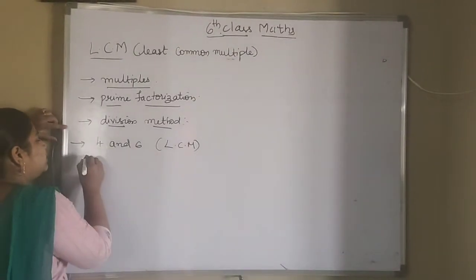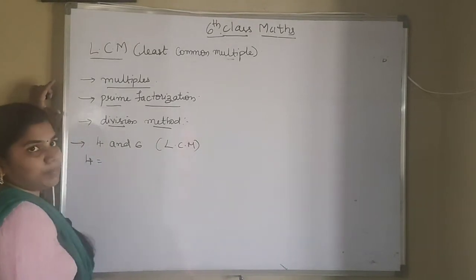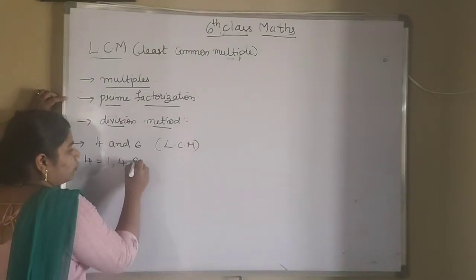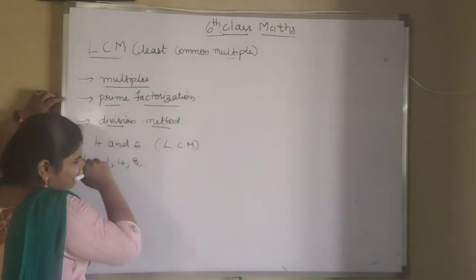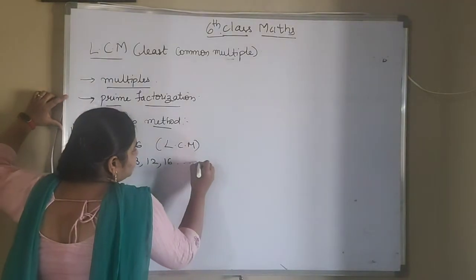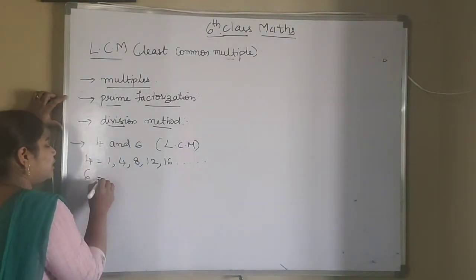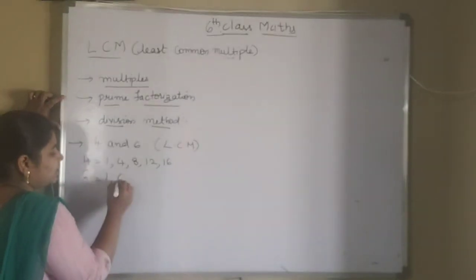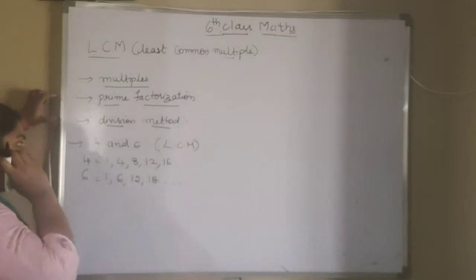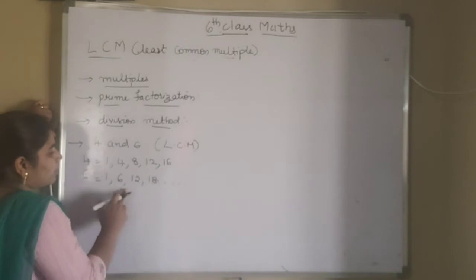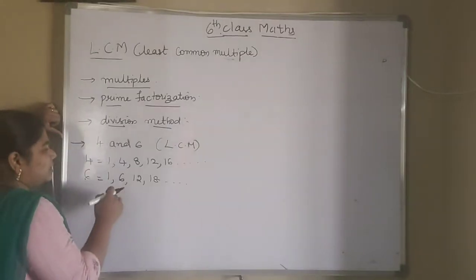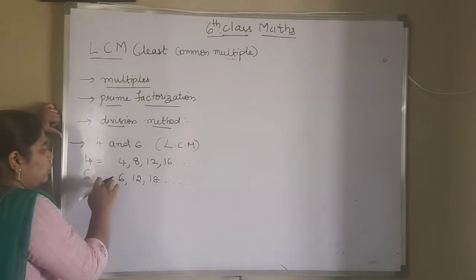So first you write the multiples of 4. What are the multiples of 4? 4 1s are 4, 4 2s are 8, 4 3s are 12, 4 4s are 16, and so on. And for 6, what are the multiples of 6? 6, 12, 18, and so on. So in these 2, what is the least common multiple?